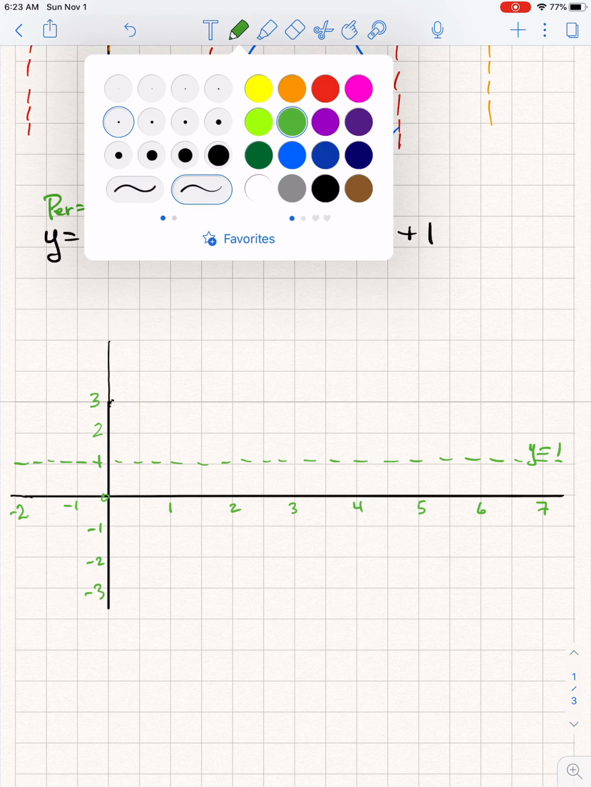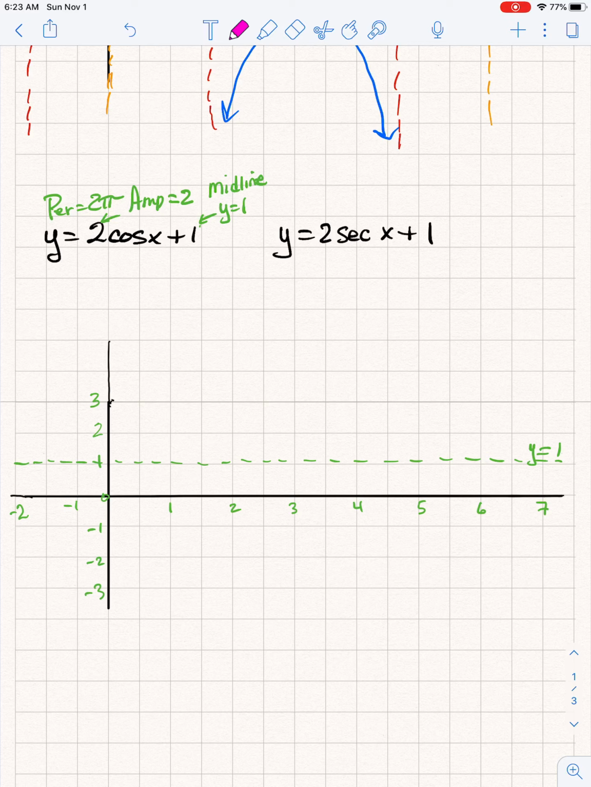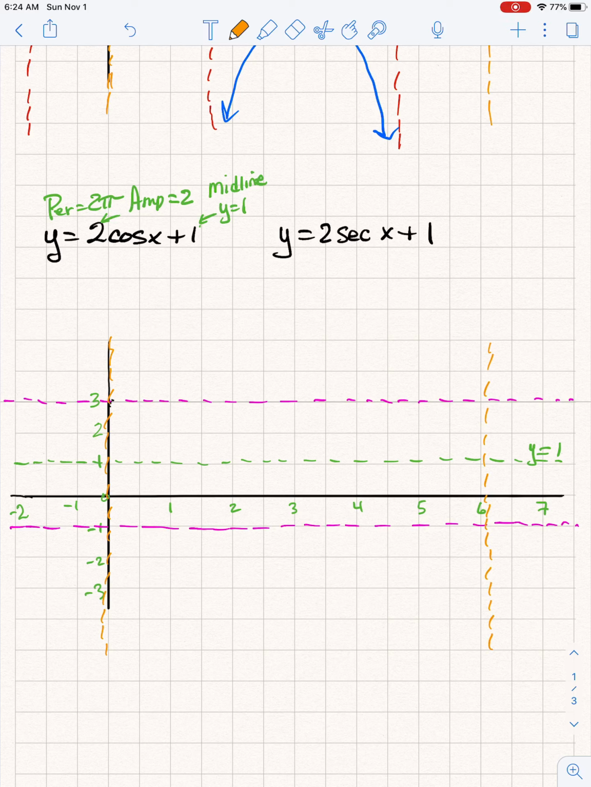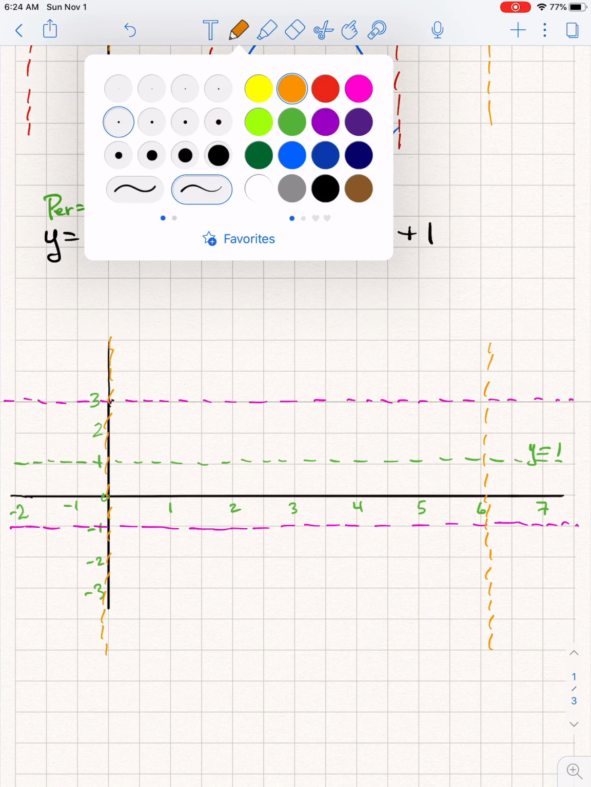Then we're going to take care of the amplitude, so we want to go up and down to deal with that. I'm going to go up 2 from the midline, which takes care of your vertical stretch, and then down 2 from the midline. Up 2, down 2. Then from there, we should be able to mark our period, which is still 2 pi, so I'm going to go from 0 to 6.28. And then we should be ready to draw cosine.